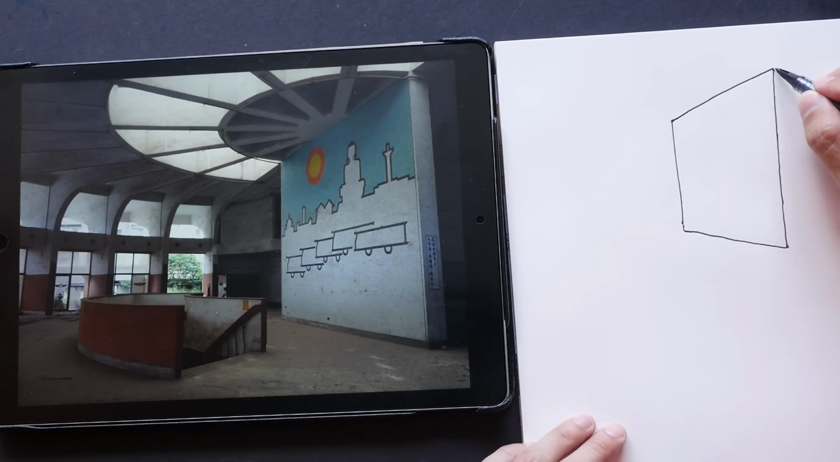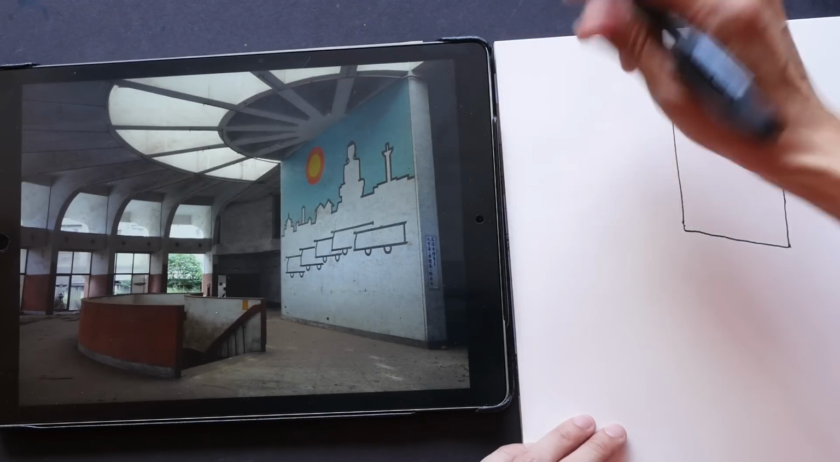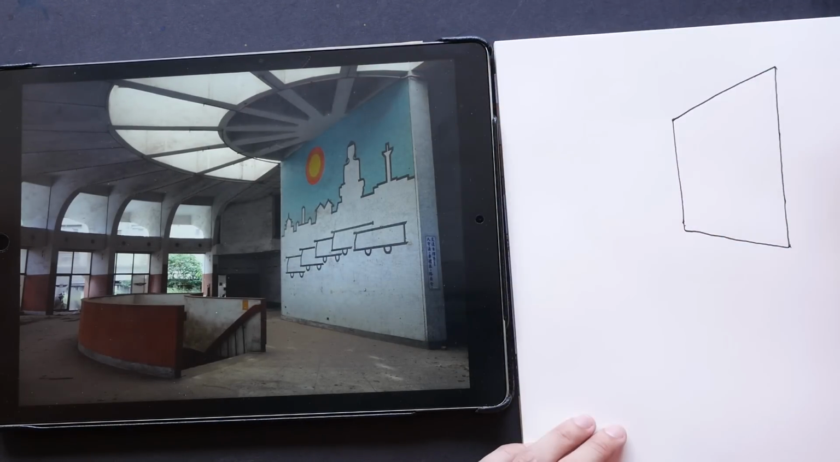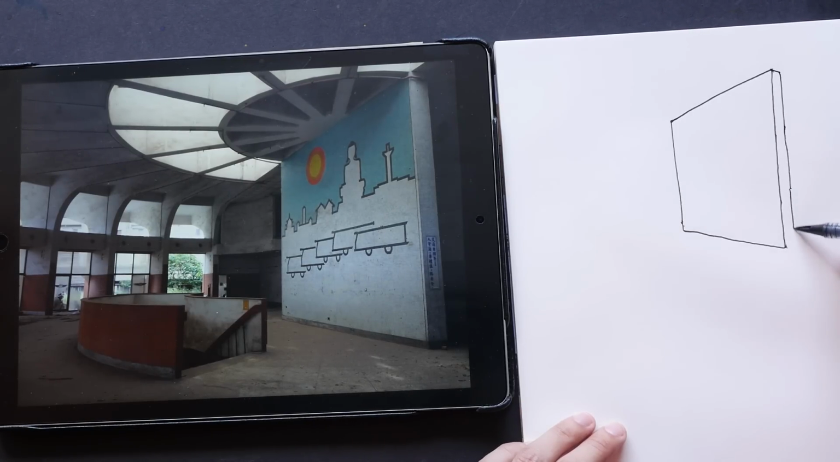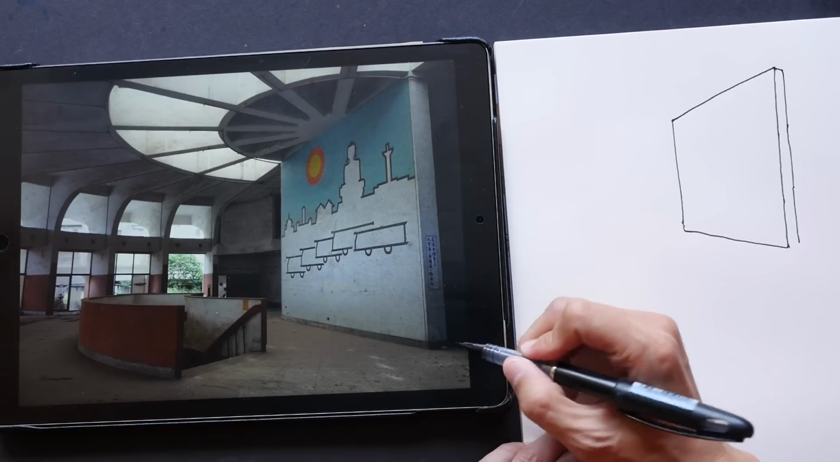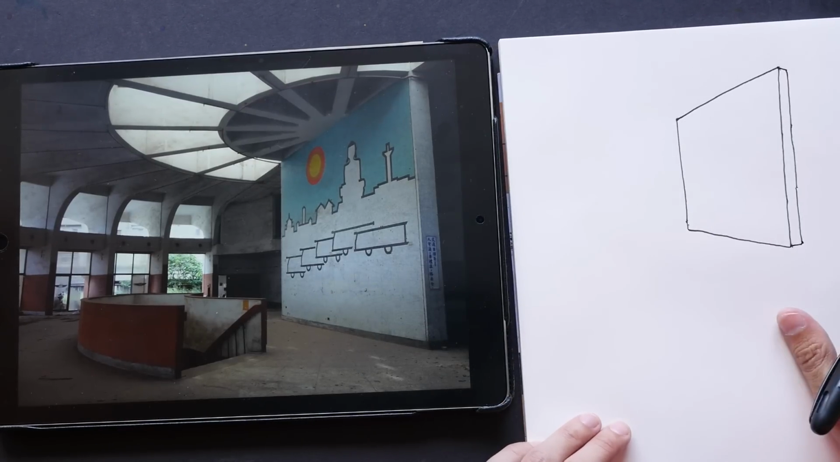Then I can draw the thickness of the wall, make sure that this line, this angle here, is the same angle as what you see, so it tilts down to the right side a bit, and this is quite a thick wall, so I draw something like this here, and then move down again straight, and this line here, it tilts up, so it tilts up like this. Alright, so I have something like this.